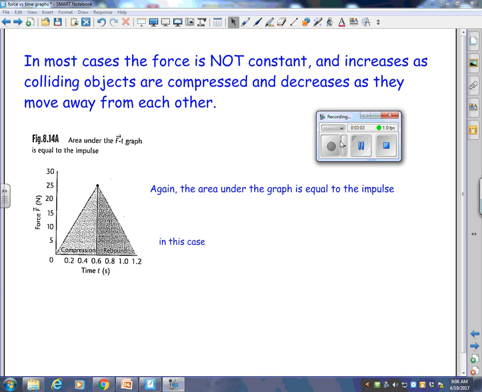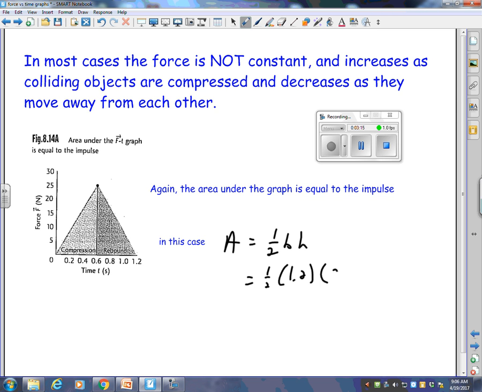Okay, so in this case here, the area would be the triangle. It would be 1/2 the base times the height. The base is from 0 to 1.2. And the height is 25. So 0.6 times 25. 0.6 is 3/5. 3/5 of 25, I think, am I right? 15? Can someone do that for me?